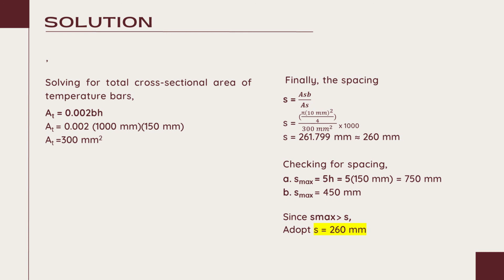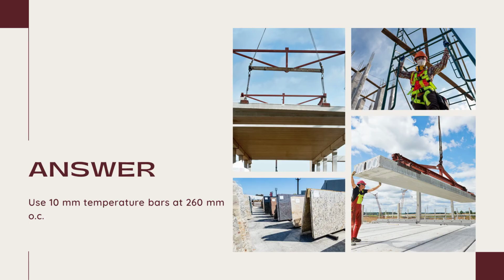Again, the spacing should be checked based on the said parameters. Since the maximum spacing is greater than the computed spacing, the computed spacing governs. So S is equal to 260 millimeters. Based on the calculated value, the required spacing of temperature bars is 260 millimeters.